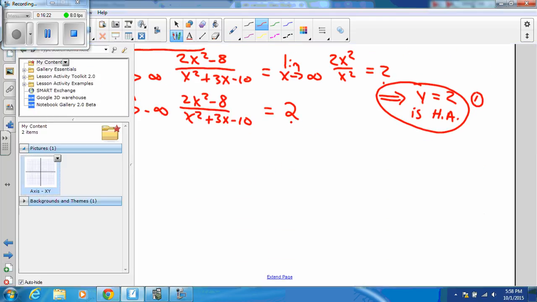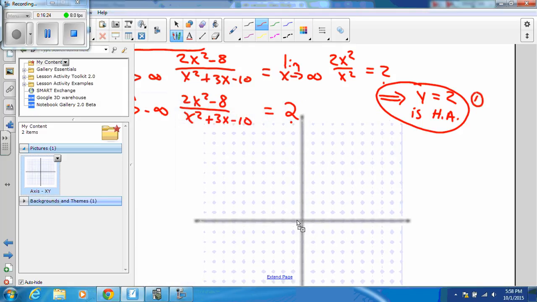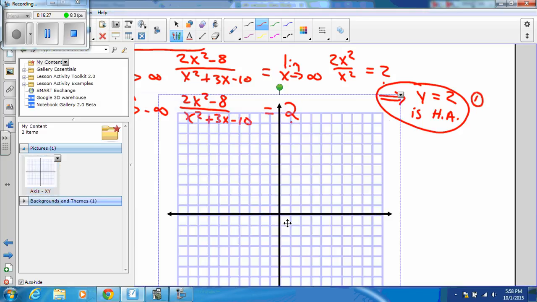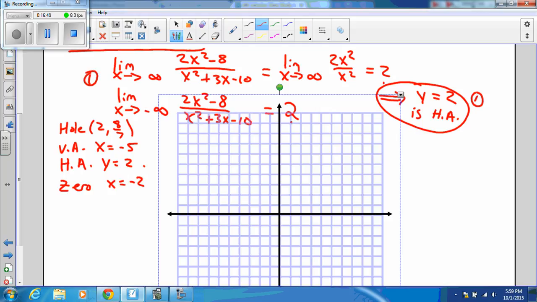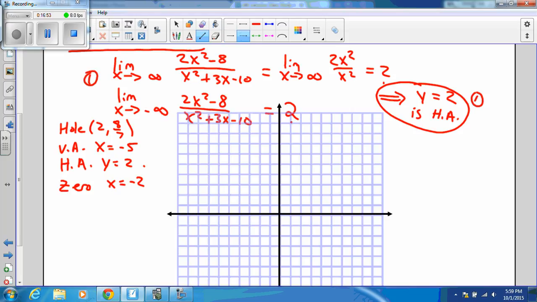Well, finally, we're ready to sketch the graph. So let's get some graph paper here. And I'm just going to collect all the information that we previously had about f. We found that it had a hole at (2, 8/7). We found that it had a vertical asymptote, x equals -5. We found that it had a horizontal asymptote, y equals 2, and it had a 0, x equals -2. So let's put all of that information onto our graph.